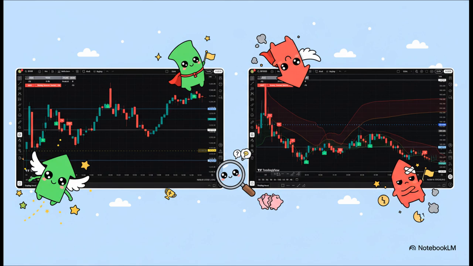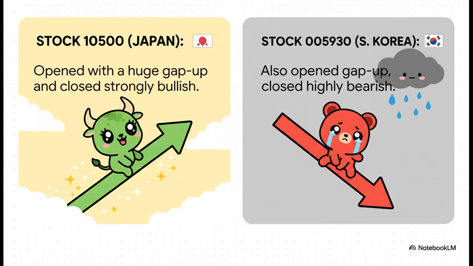Now, what's fascinating is that both stocks started their day with a gap up. They opened way higher than they closed the day before. But from that exact same starting point, their journeys couldn't have been more different. So how did our tools help us see these opposite fates coming? Let's break it down. The Japanese stock, it opened high and just kept on climbing, a classic bullish run. But the South Korean stock, it also opened high and then completely fell apart. So why the difference? This is where our tools are so critical.